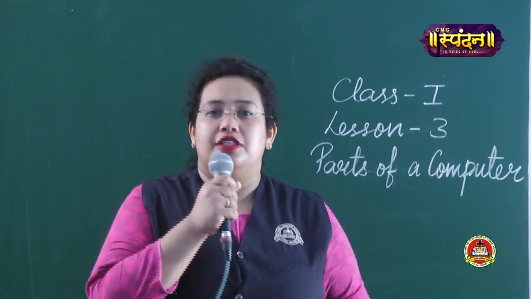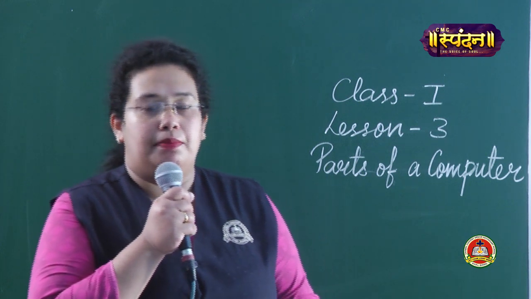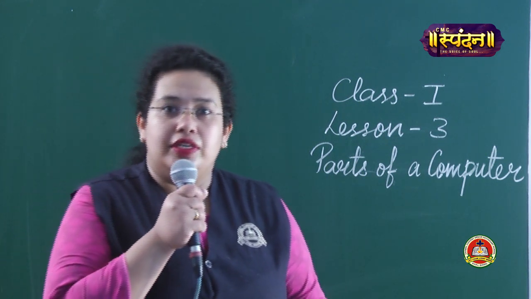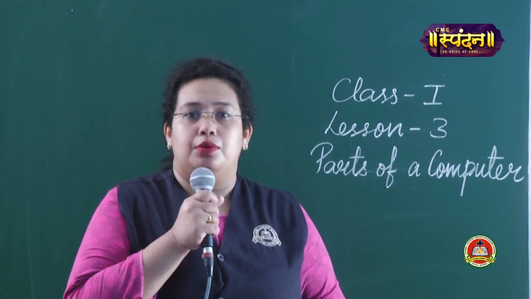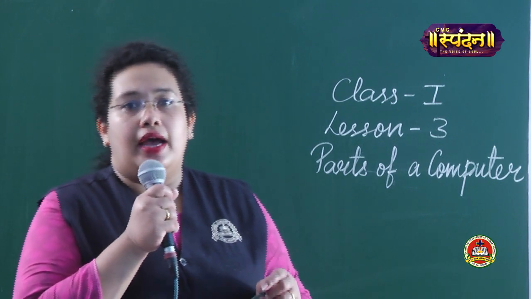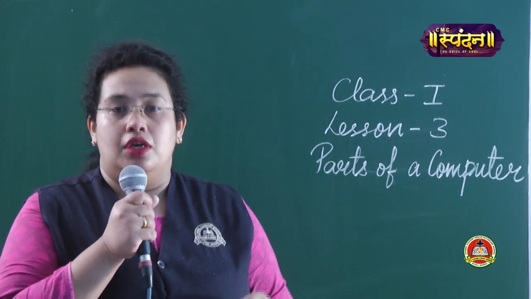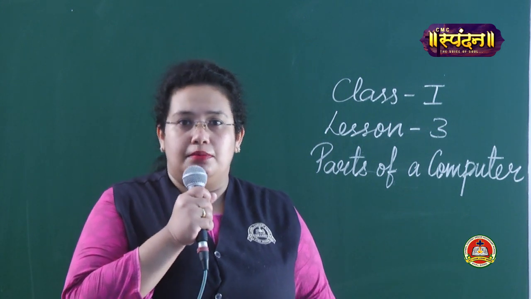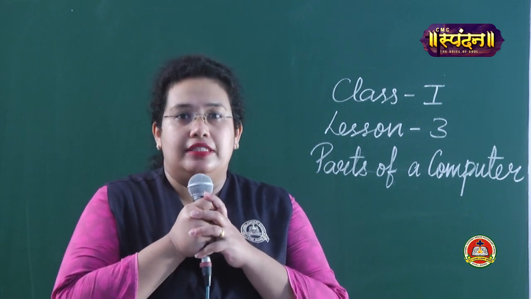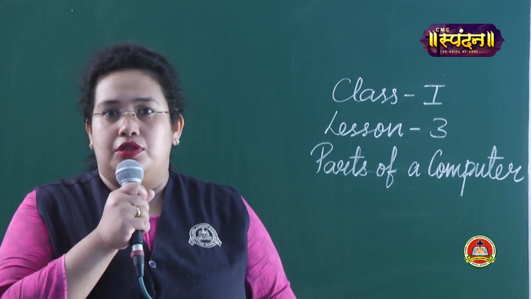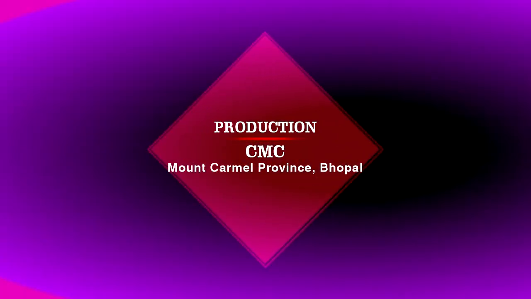So I hope it's clear to all of you what are the basic parts of a computer, why we need monitor, why we need CPU, what are the parts of CPU and keyboard and mouse. So till here we have completed lesson number 3. Go through your book, read the chapter, very easily you will be able to understand.